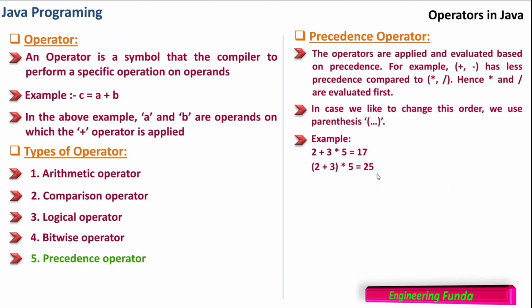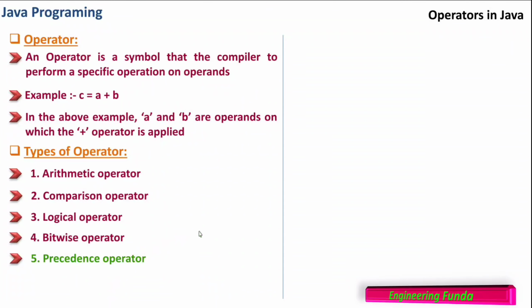But if we write it like this, then we are changing the precedence of plus. Here the expression inside the bracket will be evaluated first. So here 2 plus 3 will be done first. The result of that will be 5. And then 5 into 5 will be 25. So we can see the answer gets changed if we change the precedence of the operator. I hope these operators are clear, my dear friends.